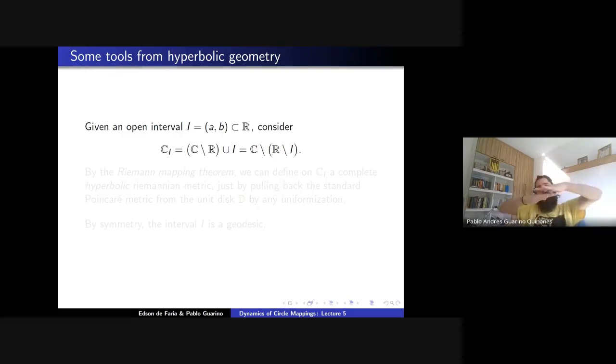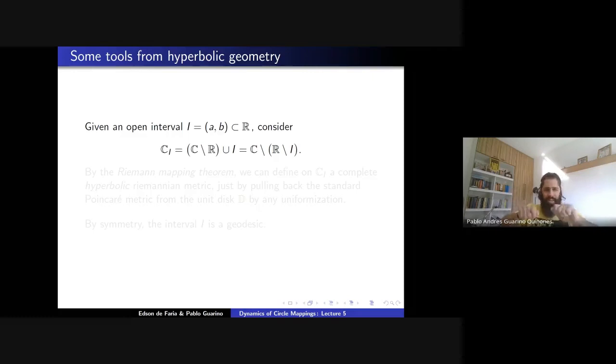You take the upper half plane and the lower half plane, and then you glue them with your interval. So you put your little interval to glue these two open half planes. Or in another way, you have the interval, and what you remove from the complex plane is the complement of your interval in the real line. This is Ci. And of course, Ci is conformally equivalent to the unit disk, right? This is the content of the Riemann mapping theorem that I hope you are familiar with. And so this is an open and connected set.